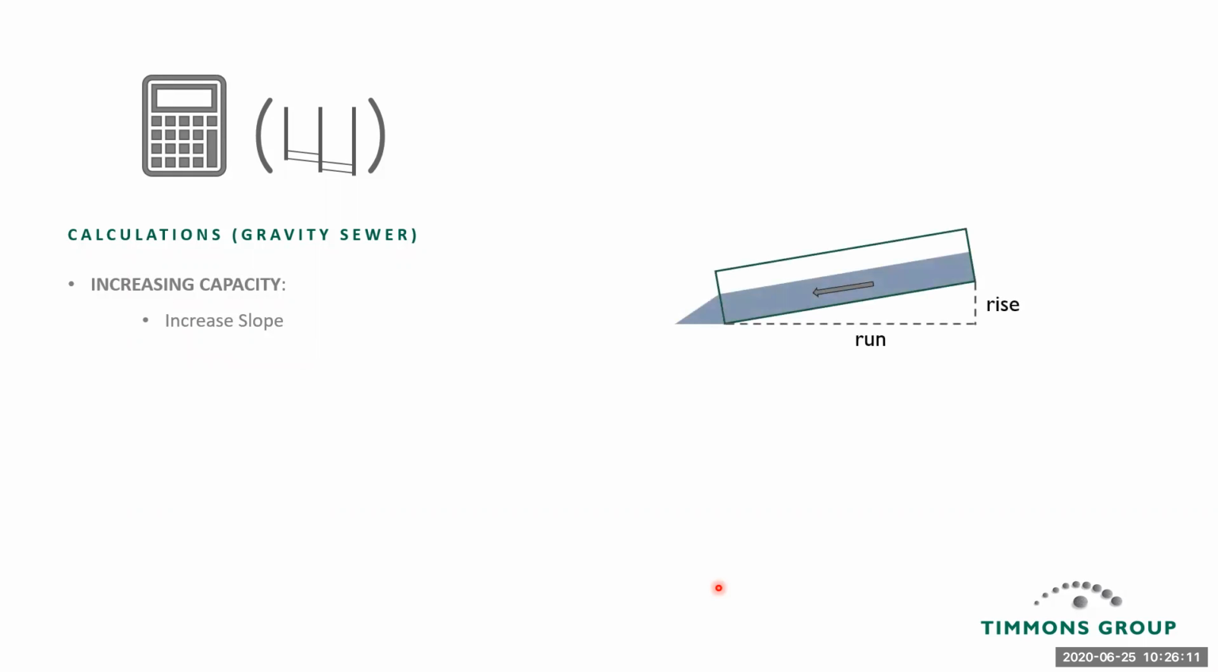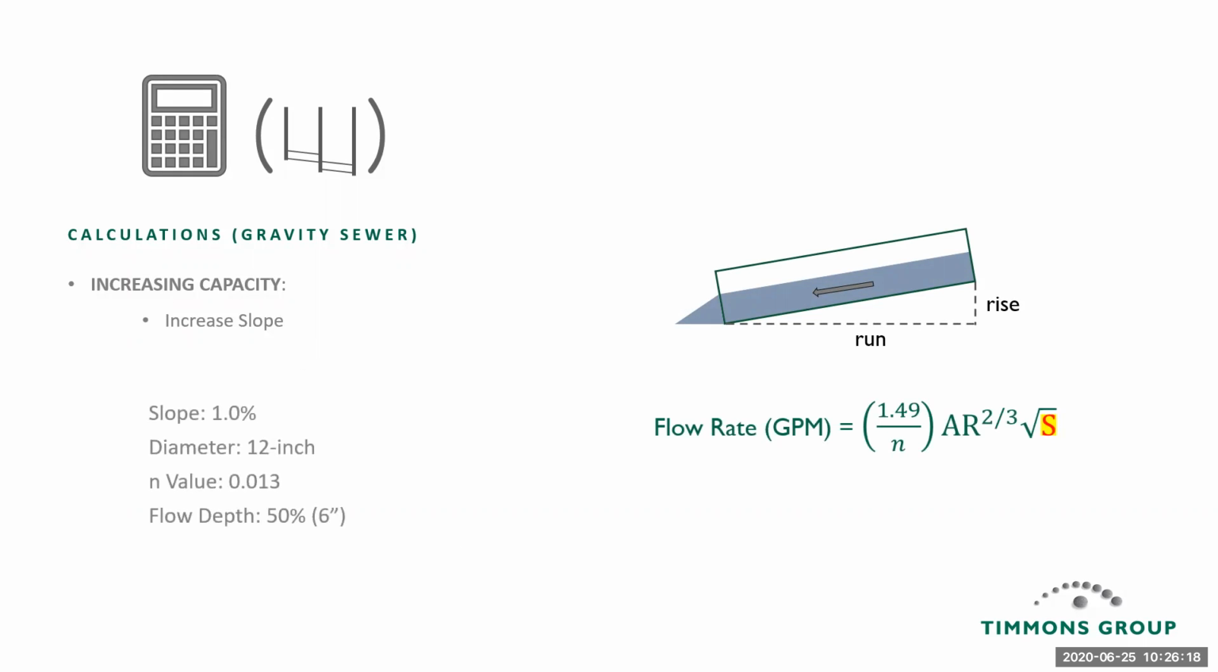Obviously, slope is the ratio of rise to run of the pipe. If we look at a hypothetical pipe here, a slope of 1%, diameter of 12 inches, an n value, or again, the pipe wall roughness coefficient, of 0.013, and a flow depth of 50%, that pipe at that depth would be capable of conveying approximately 802 gallons per minute. If we change the slope, the output changes from 802 gallons per minute to 1,134 gallons per minute.